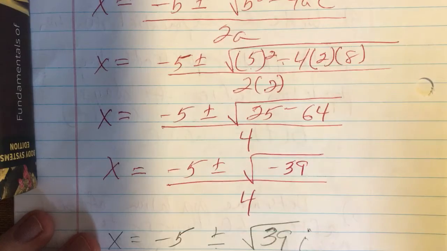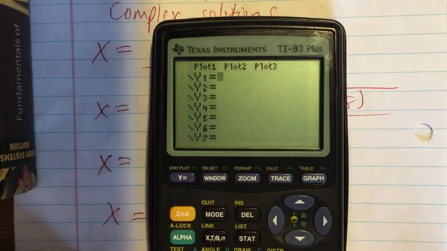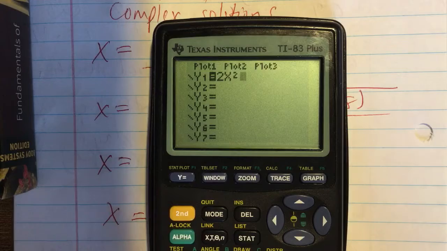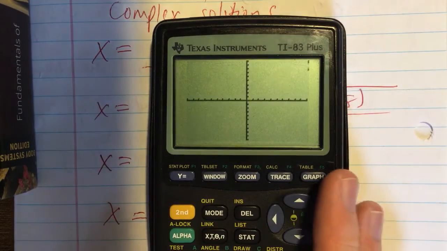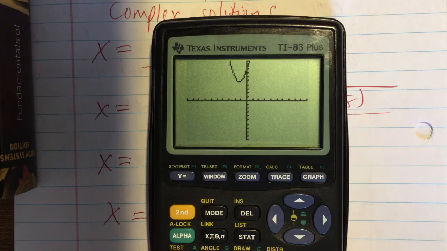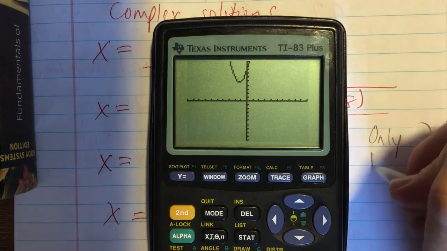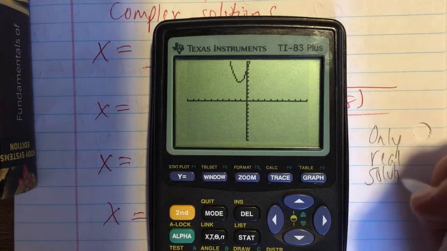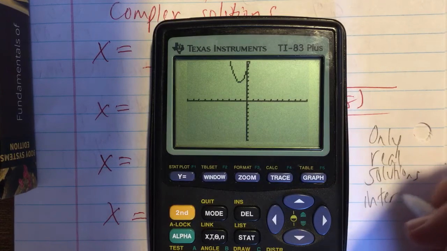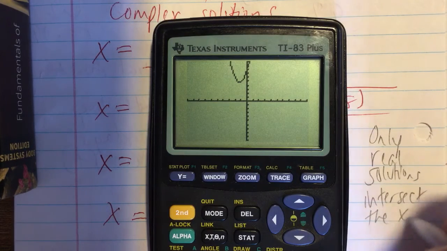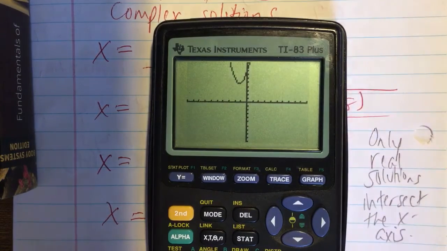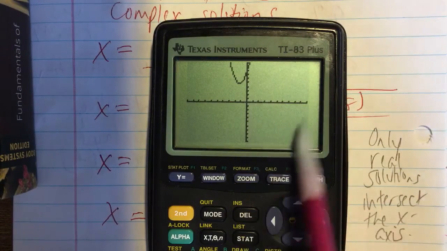And we could look at the graph by plugging it into y equals 2x squared plus 5x plus 8. When we graph this, you'll notice the parabola is above the x-axis and it doesn't intersect the x-axis, and that's because only real solutions will be x-intercepts or intersect the x-axis. Only real solutions intersect the x-axis. Therefore, these two solutions that are complex cannot be seen visually on a graph.